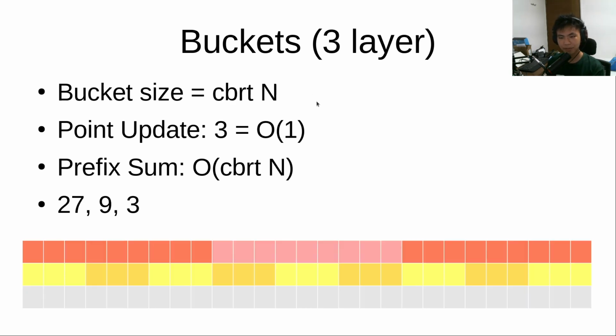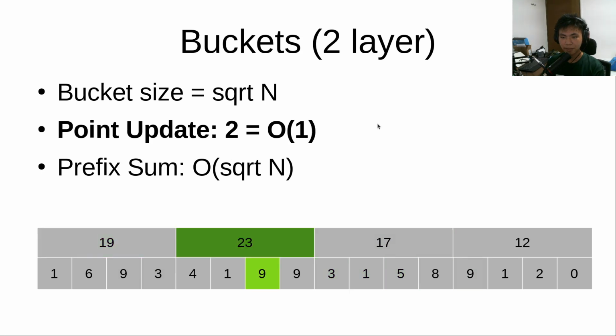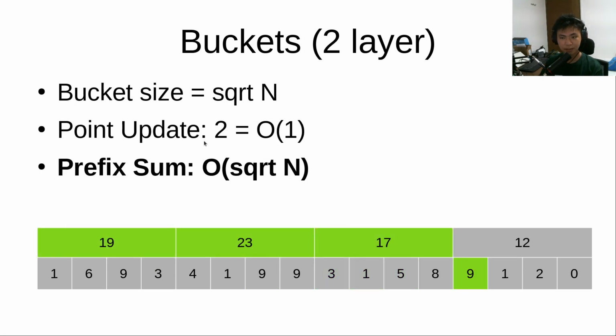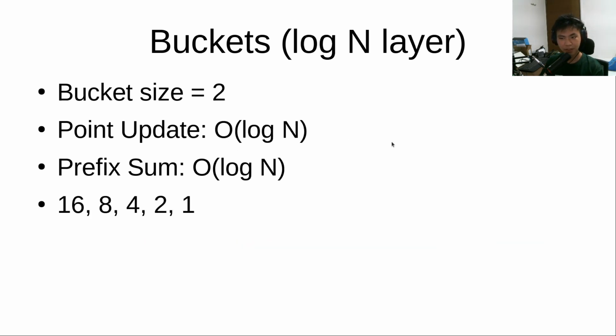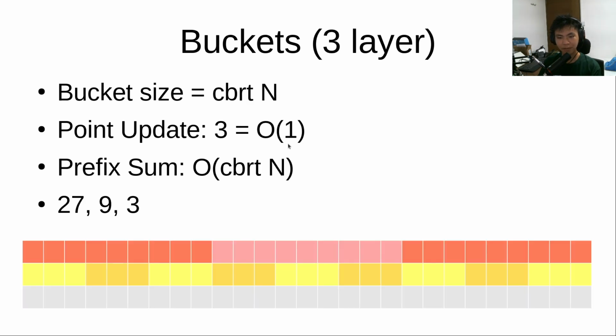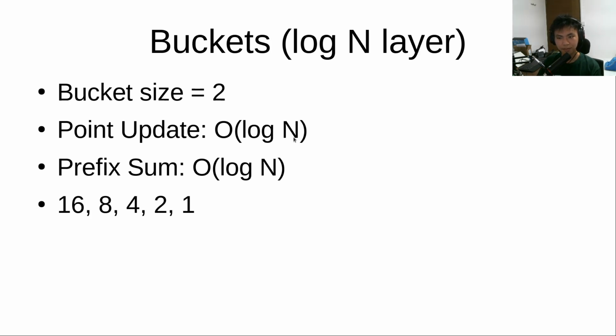So if we observe the trend over here, for 2 layers of buckets, the time complexity for point updates is 2, because there are 2 layers to update. For 3 layers, the time complexity for point update is 3. So for log n layers, which gives us a bucket size of 2, the point update time complexity is log n. And likewise, if we take a look at prefix sum, it went from square root, cube root, and so on, until if we have log n layers, then it'll be log n for the prefix sum.